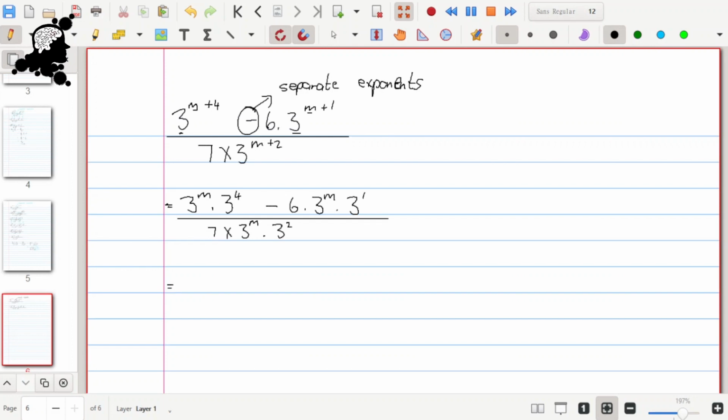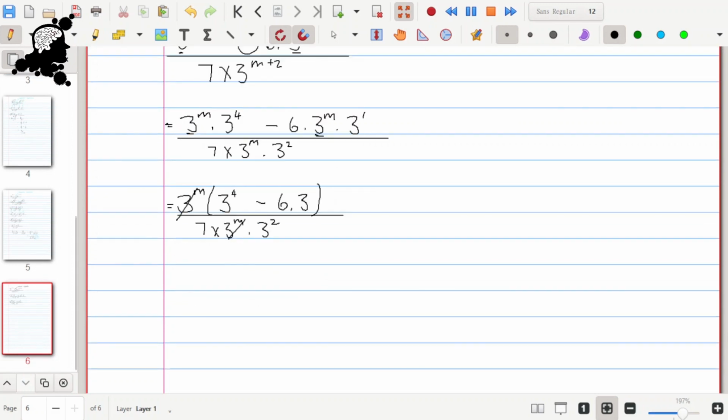What you will notice is that on your numerator, there's a common factor. We've got 3 to the power m, 3 to the power m. So we could take out the common factor. We remain here with 3 to the power 4 minus 6 times 3. Please take note of this. We have removed our common factor of 3 to the power m, so we remain with 6 times 3, all over 7 times 3 to the power m times 3 to the power 2. If you look at this, you will notice there's a common factor. 3 to the power m and 3 to the power m cancels out.